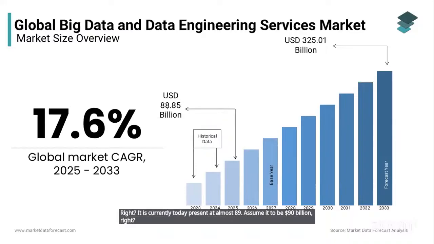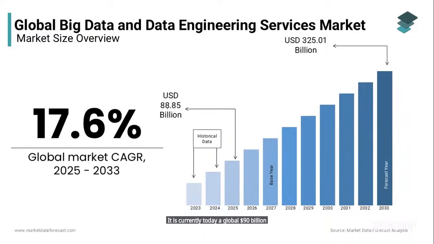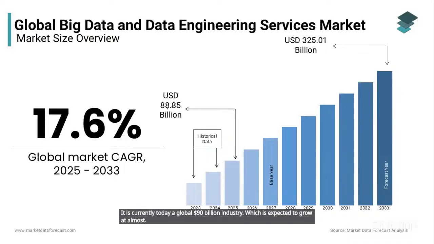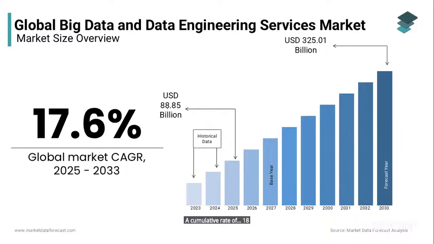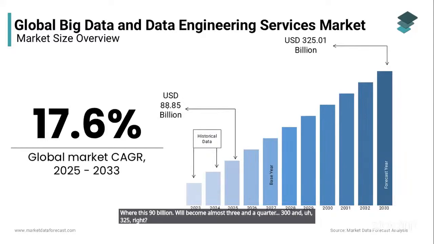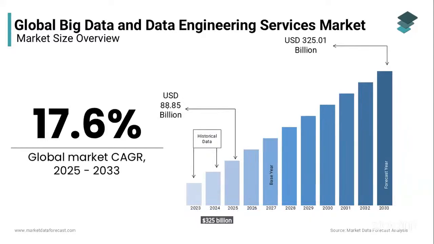It is currently today a global $90 billion industry, which is expected to grow at almost a cumulative rate of 18% annually, where this 90 billion will become almost three and a quarter, 325 billion in the next 8 years. So that is almost like a 4-time jump, right? Now, this is expected. Obviously, the size will be much more than this. So the industry is growing, right? And the industry is growing at a very fast pace.